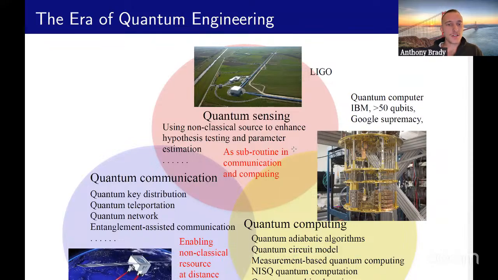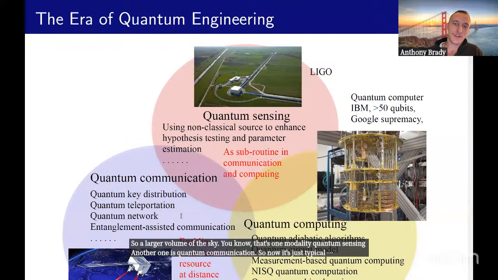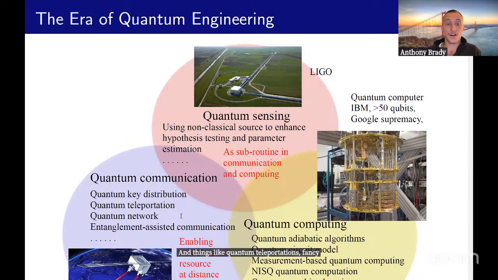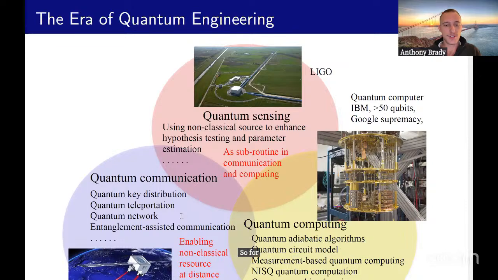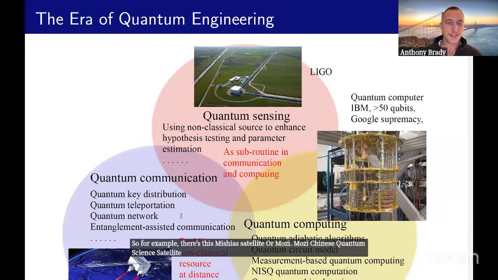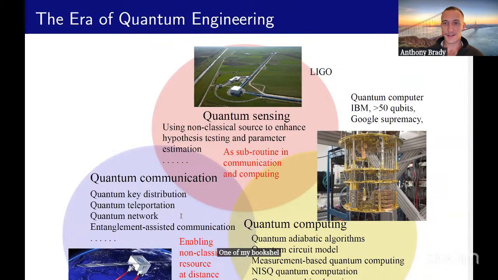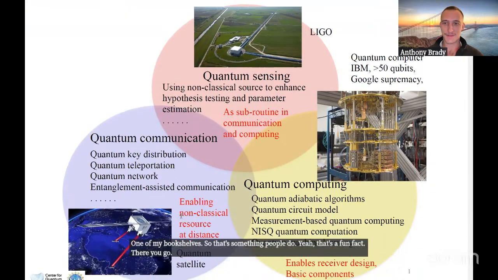Another one is quantum communication. So it's just typical communication where we want to talk to each other, but now we do so in some quantum fashion. People do secure communication, this is quantum key distribution, and things like quantum teleportation, fancy things. And people do this on the ground through fiber, as well as with satellites. For example, there's the Micius satellite, or Chinese quantum science satellite, that distributes entanglement from the ground to the sky and does cool experiments. I actually have a little toy model of it on one of my bookshelves. So that's something people do. Yeah, that's a fun fact, Howie. There you go. Got that from John Dowling.